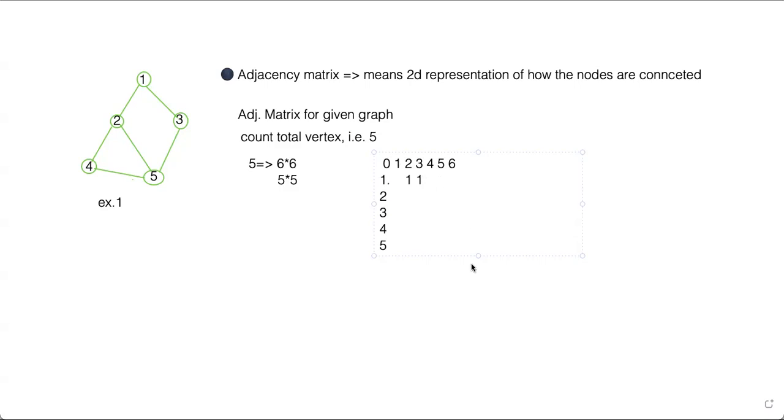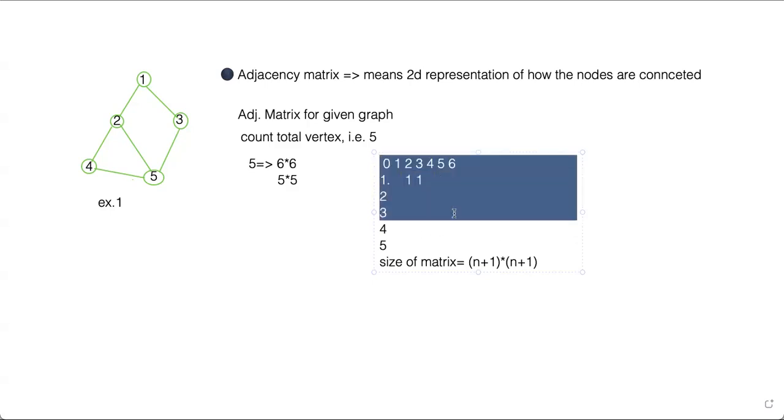So if we have n nodes, we are going to build an n plus 1 into n plus 1 size 2D array, right? This should be the size of the matrix. And what matrix is it? This is called an adjacency matrix, right? So this is for people who agree with this approach.